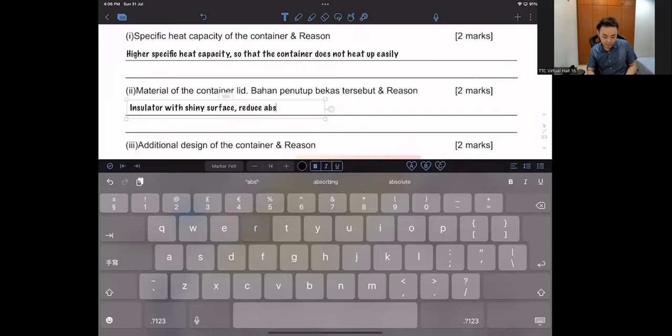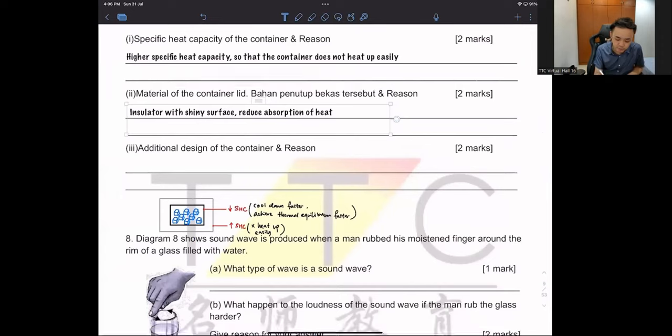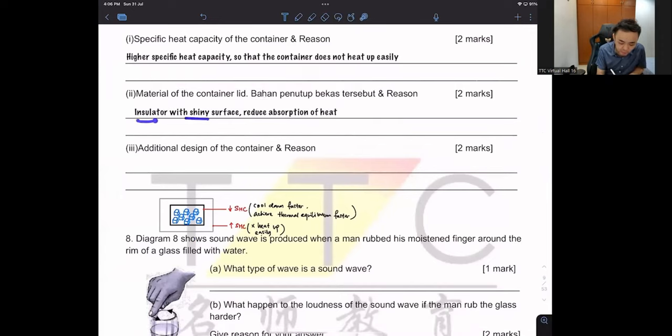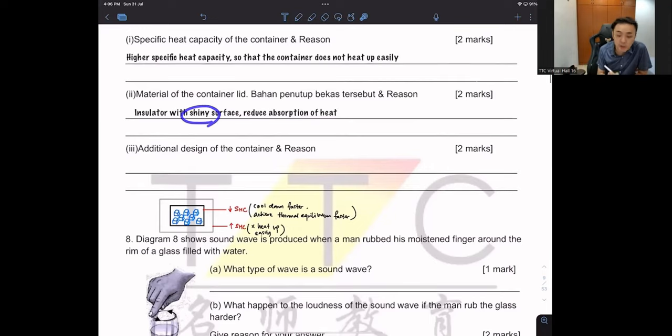So you could say it reduces absorption of heat. Because here you got 2 points, ma. You say insulator and shiny. So you can explain them separately, but you could just mention that it reduces absorption here. Because just mentioning reflect heat is not good enough, because the reflect heat part is only for the shiny surface. What about insulator? Right now, that's it.